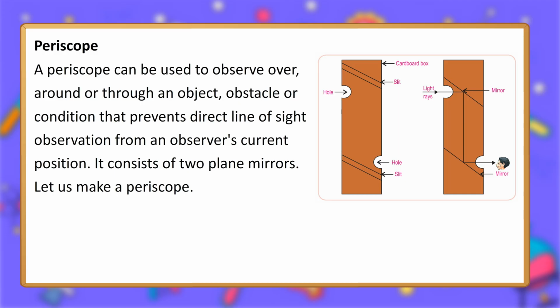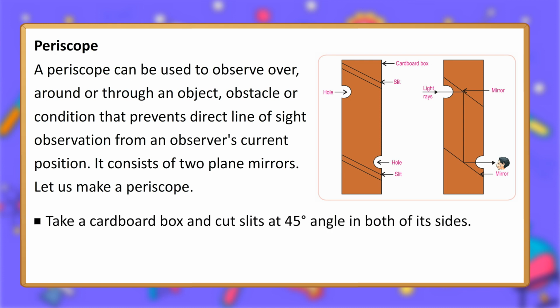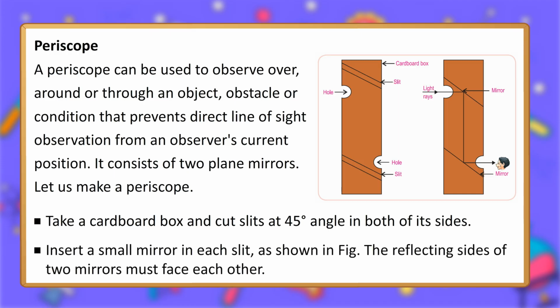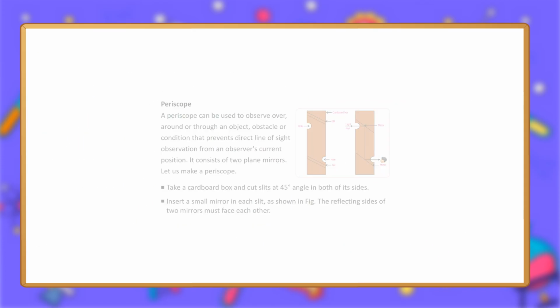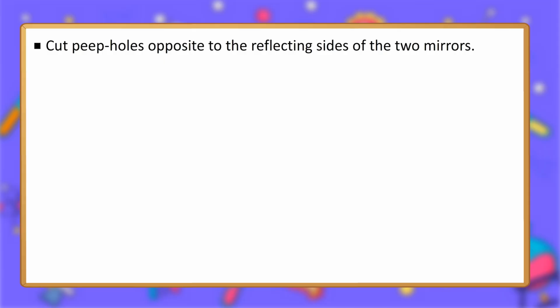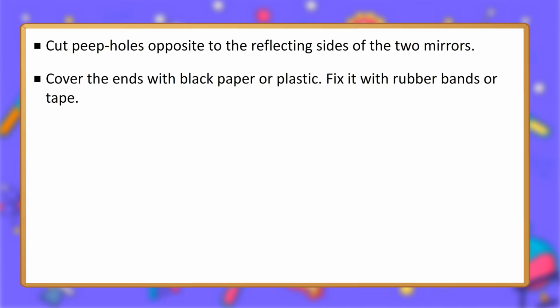Let us make a periscope. Take a cardboard box and cut slits at a 45 degree angle in both of its sides. Insert a small mirror in each slit. As shown in the figure, the reflecting sides of the 2 mirrors must face each other. Cut peepholes opposite to the reflecting sides of the 2 mirrors. Cover the ends with black paper or plastic. Fix it with rubber bands or tape. The periscope is ready.